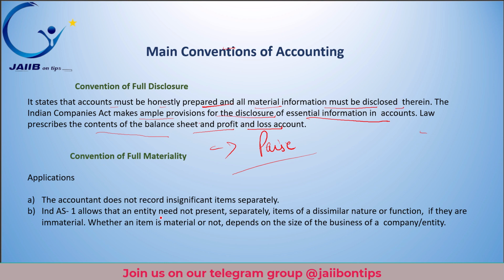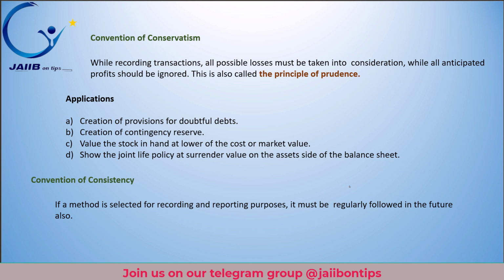What are the applications? The accountant does not record insignificant items separately. IND AS 1 allows that an entity need not present separately items of a dissimilar nature or function if they are immaterial. Whether an item is material or not depends on the size of the business of a company or entity. Next one is convention of conservatism.